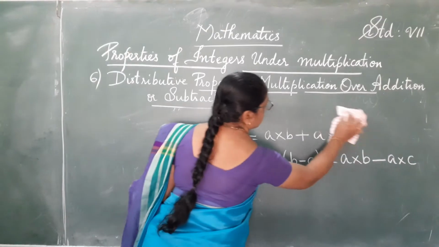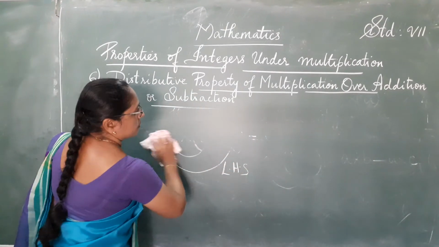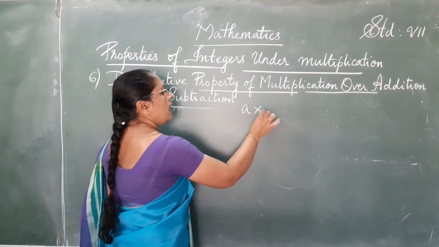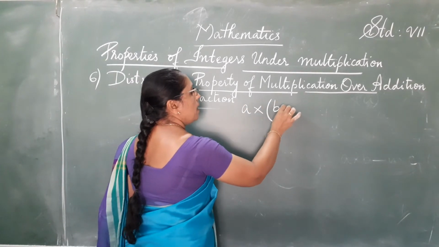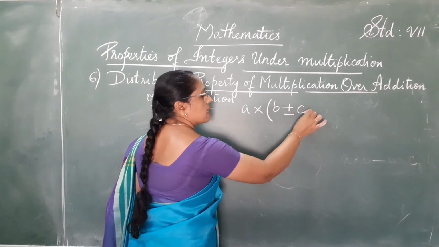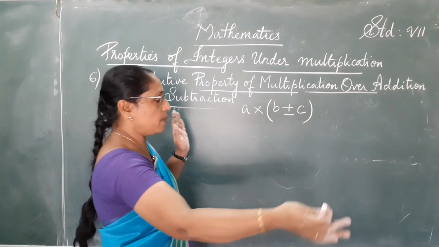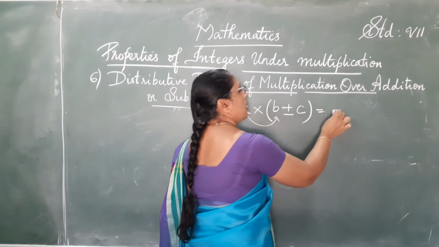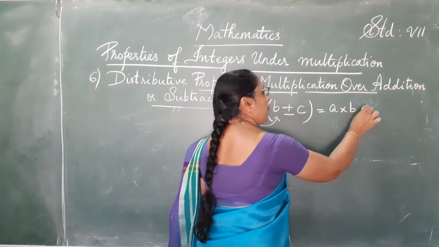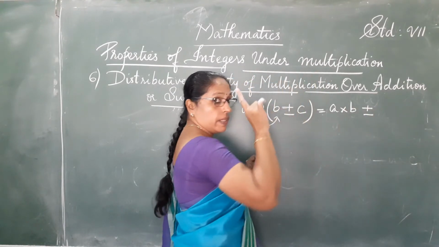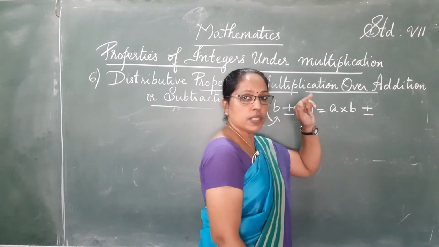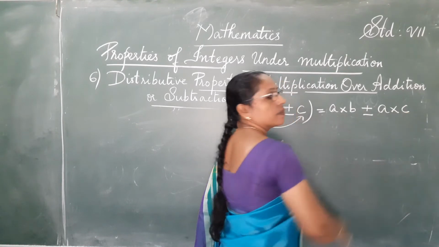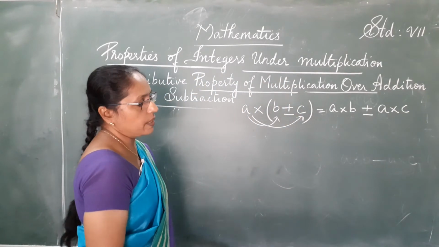So these two properties together we can write in the form A into bracket B plus or minus C. Instead of writing two separate distributive properties, we can put them together: A is distributed to B and C, A into B plus or minus A into C. If it is plus, we will use the plus form; if it is minus, we will use the minus form. Now, how can we solve the question?